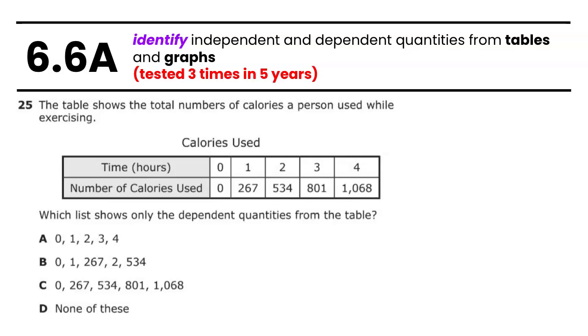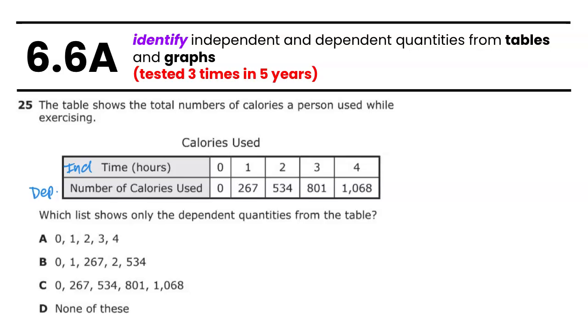Well, no, it certainly doesn't. I am the one who controls the amount of time that I work out. And so that means that time in this particular scenario is the independent quantity. Does the number of calories that I use when working out depend on the amount of time that I work out? Yes, it absolutely does. And so therefore, this is the dependent quantity.